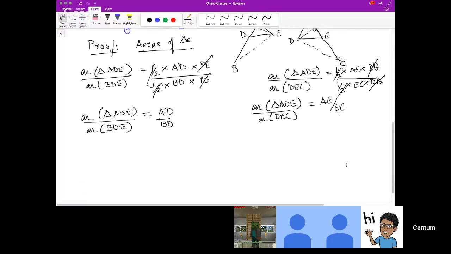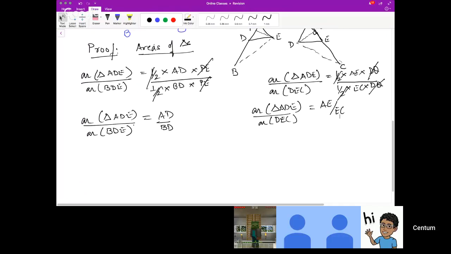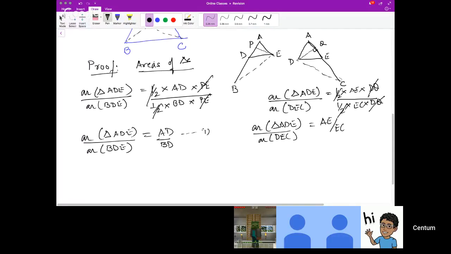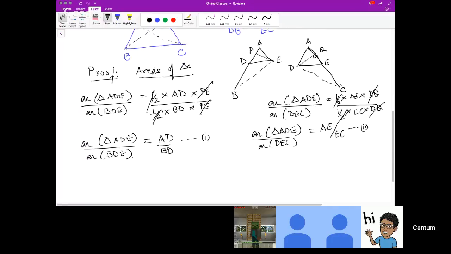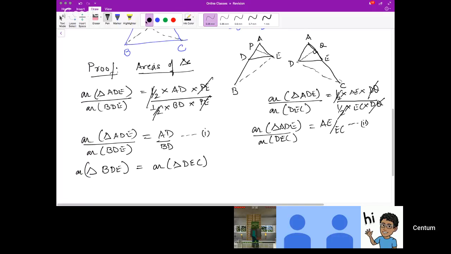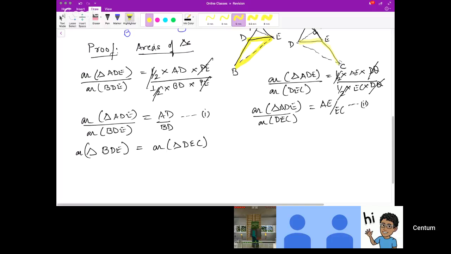So these are the two relations we got. Let's say this is 1 and let's say this is 2. Another thing which we observe is that the area of triangle BDE is equal to the area of triangle DEC. And why is that? Because if you see which two triangles we are talking about, we are talking about this one, and we are talking about this one.